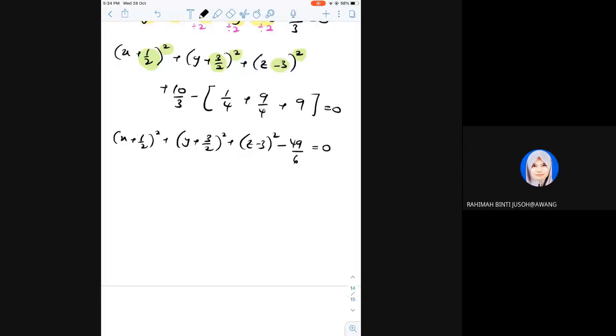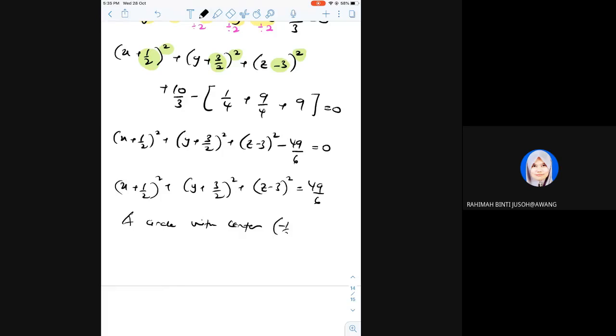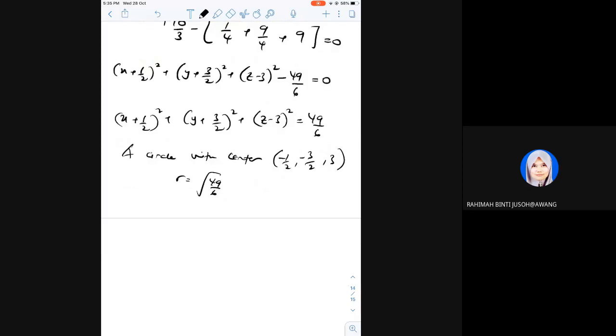Okay, so what happened? X plus 1 over 2 squared plus Y plus 3 over 2 squared plus Z minus 3 squared equals to 49 over 6. Okay, this is a sphere with center negative 1 over 2, negative 3 over 2, and 3. And then the radius should be square root 49 over 6, or 7 over square root 6. Either one. Okay, settle. So that's for completing the square.